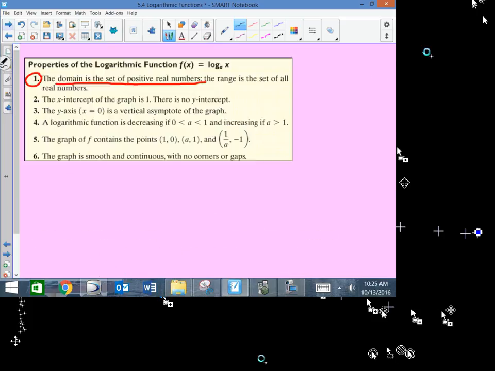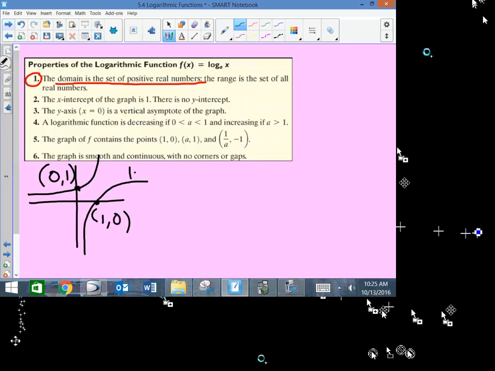Let's see. X-intercept is 1. Remember, we had 0, 1. Well, now we have 1, 0. Imagine that. We had to flip them around because it was the inverse, right? Okay? So again, it's common sense if you understand the concept. No y-intercept because we're not going to cross over.